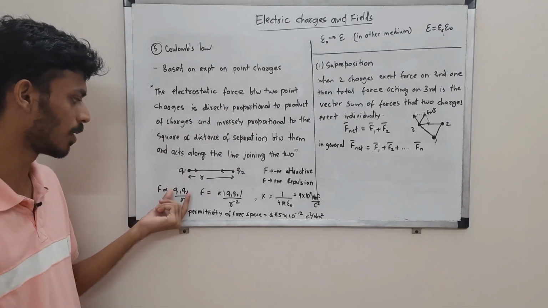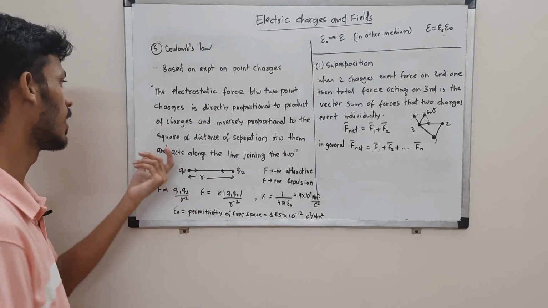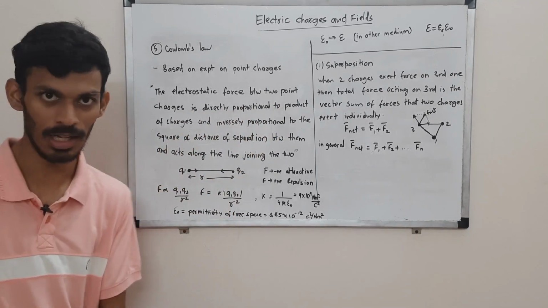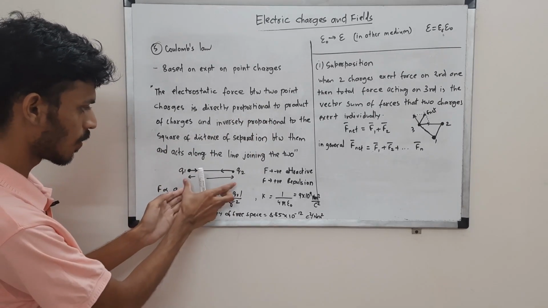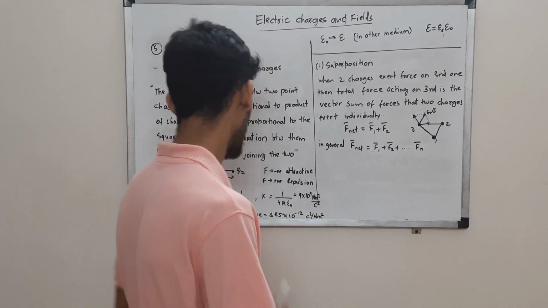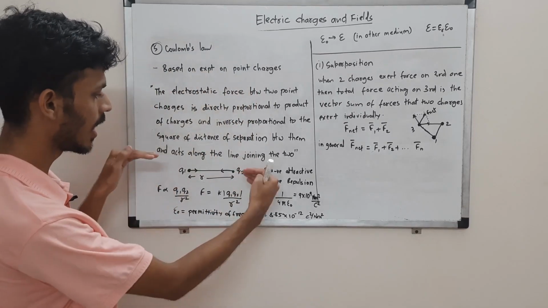So force is directly proportional to the product of charges Q1 times Q2, and inversely proportional to the square of the distance of separation between them. So inversely proportional to r square, the distance of separation. Here we have considered unlike charges, so they are attracting each other.